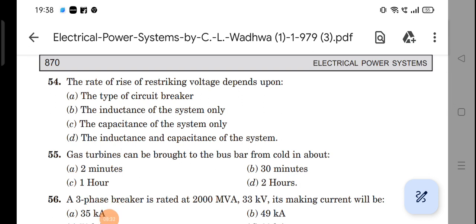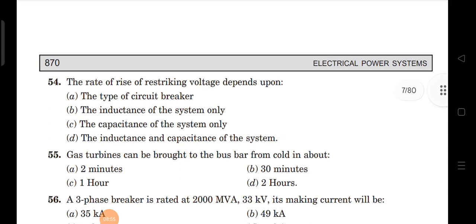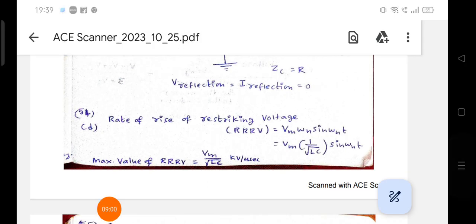The rate of rise of restriking voltage depends upon type of circuit breaker, that is not correct. Second option, only inductance, okay, inductance is correct, but only inductance is not correct, right? Next, the capacitance of the system only, that is also not correct. Fourth option, the inductance and capacitance of the system, right? From the given formula, rate of rise of restriking voltage is equal to Vm by under root LC, right? That means that depends upon inductance and capacitance value, right? That means fourth answer is correct.